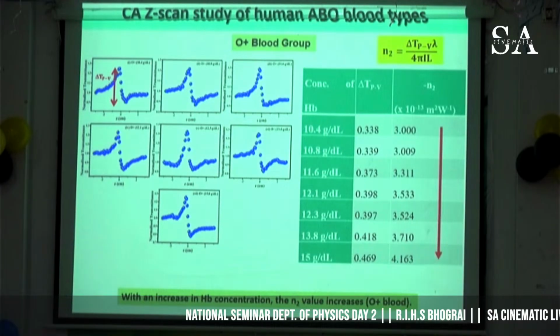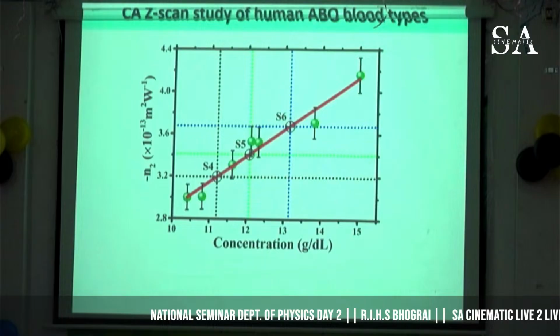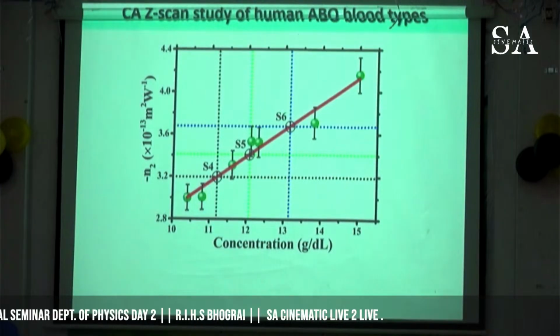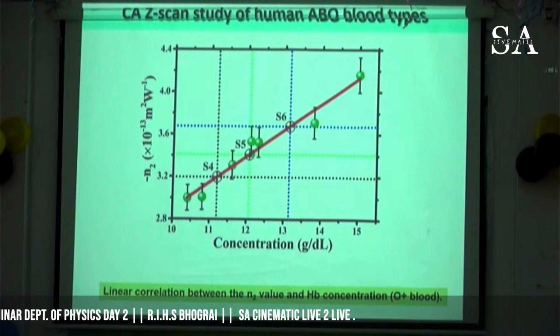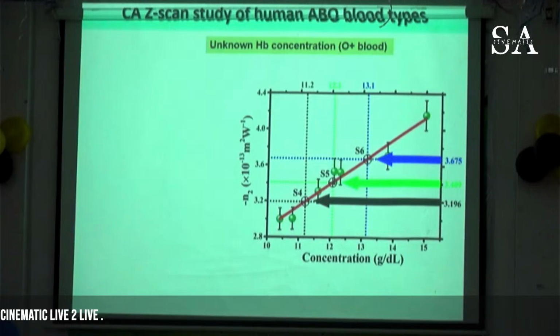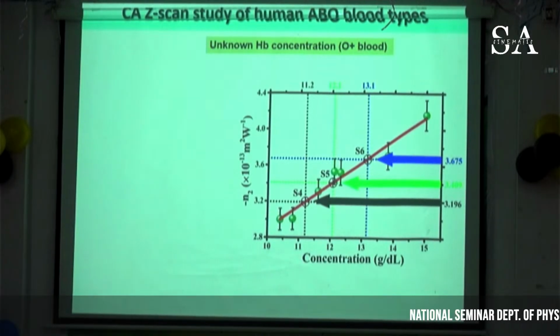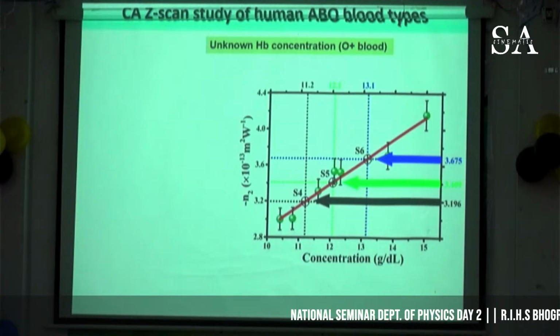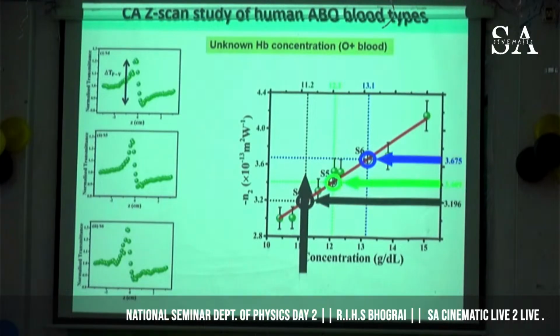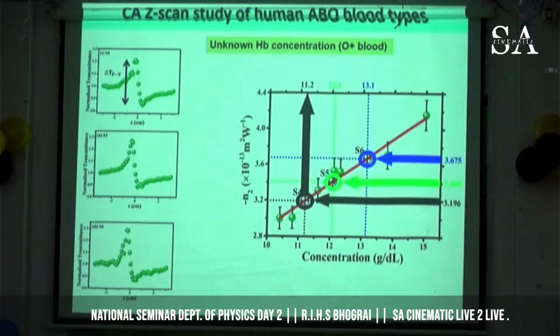Now we will go back. We will again correlate the same graph, which follows a straight line, and then we go with the unknown HB concentration. Now we have taken O positive blood of three patients, let's say. Those values are hidden. Now we have tested our technique, so we got the signals, and the values keep coming.